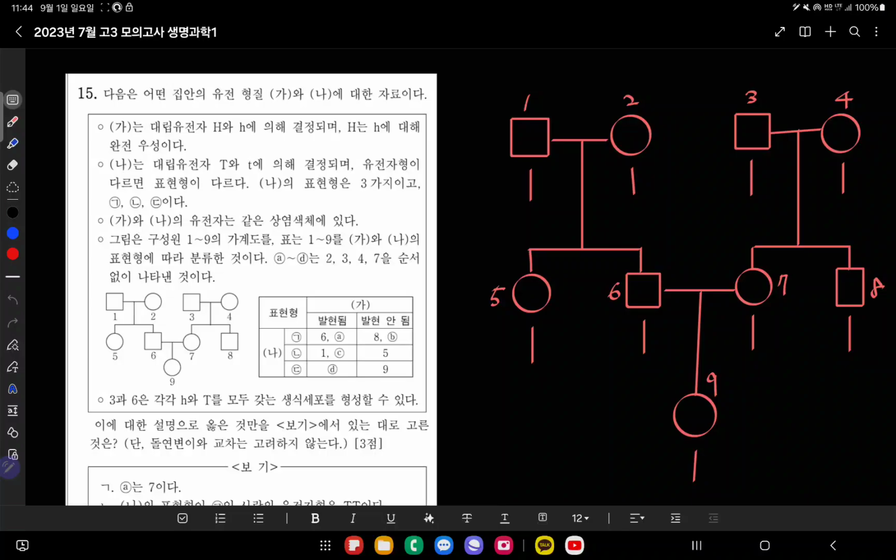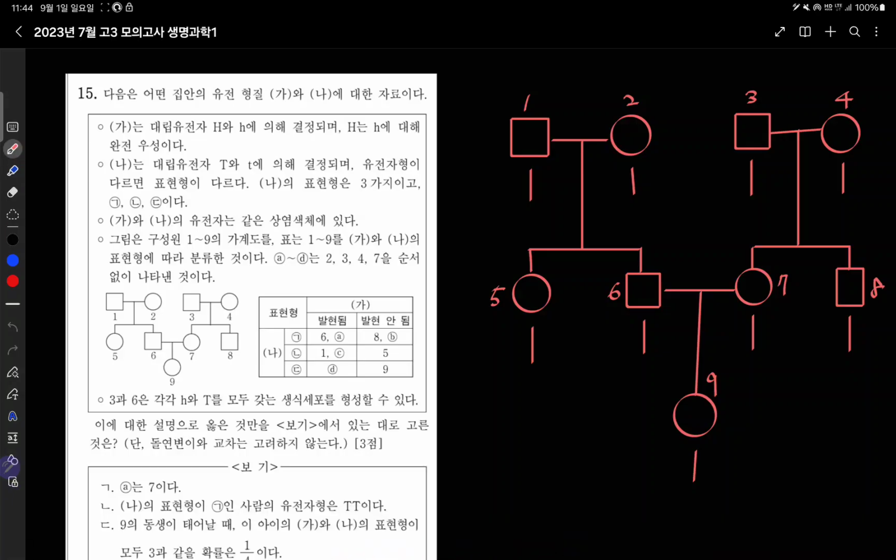Hello everyone. In this problem, there is a family with two traits. The first trait is determined by gene H, and capital H allele is dominant over lowercase h allele. And the second trait is determined by gene T. Different genotype makes a different phenotype.